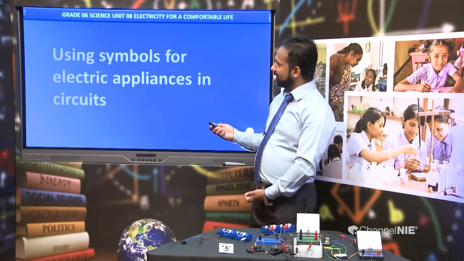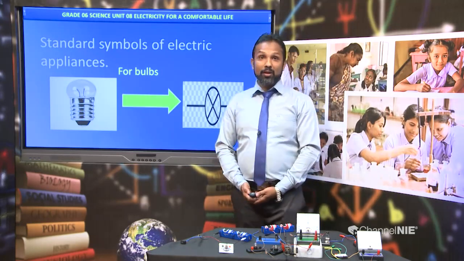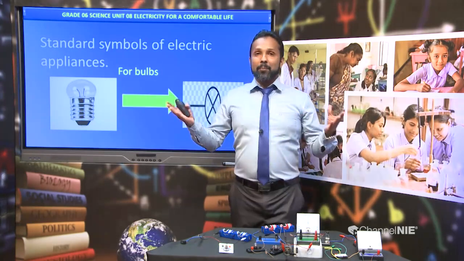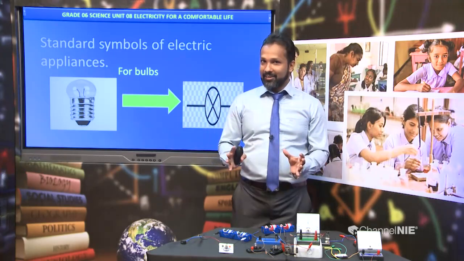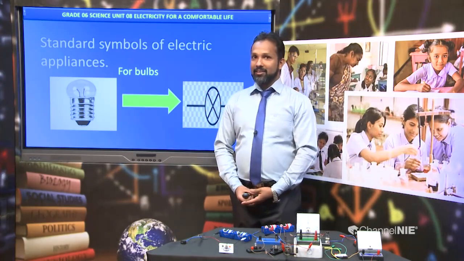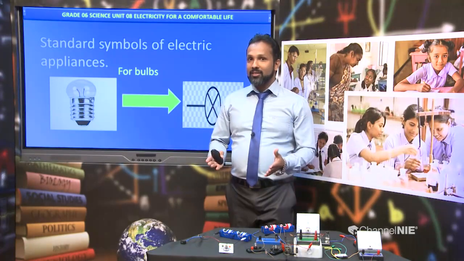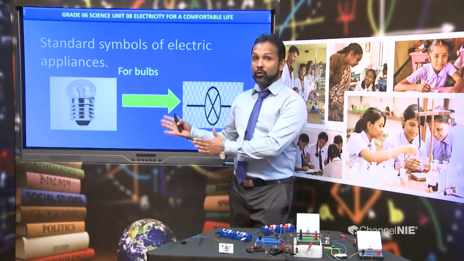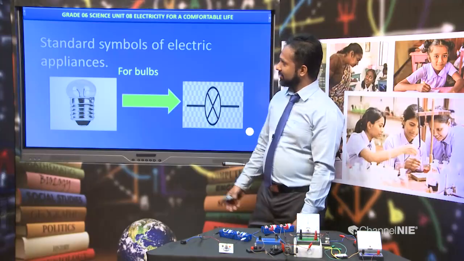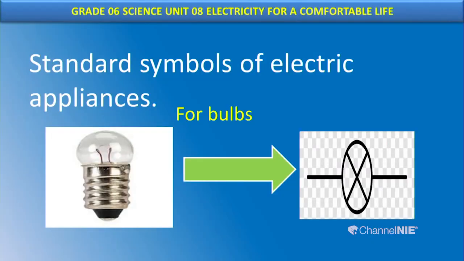Right, my dear children, let's learn the symbols of the electrical appliances that we learned earlier. We learned several electrical appliances. You can watch the symbols relevant to these appliances. This picture shows you a bulb. What is the symbol that we use for the bulb? This shows you the symbol of the electric bulb.